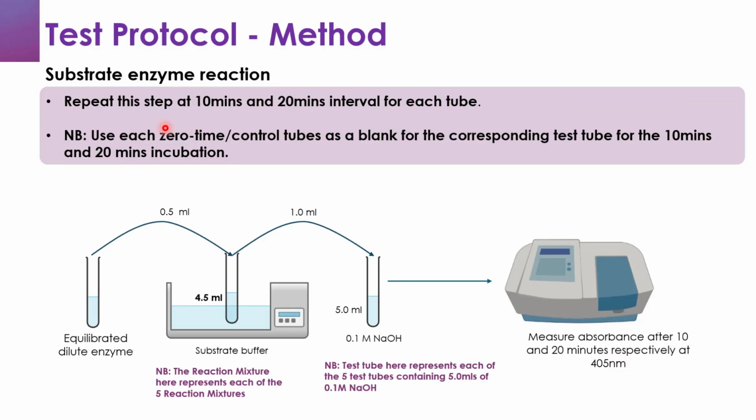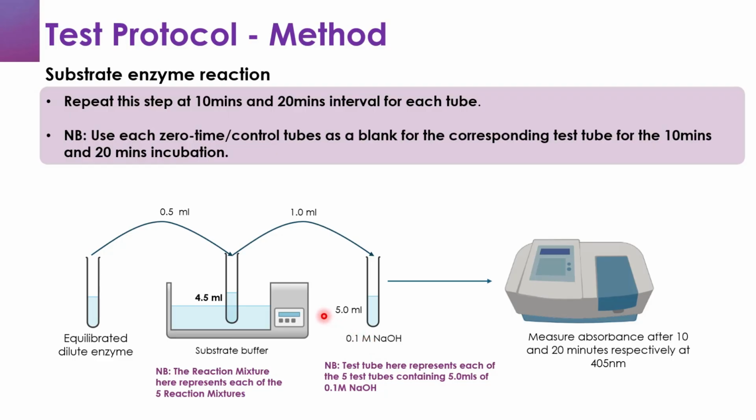So we repeat this step at 10 minutes and 20 minutes interval for each tube. What it means is that after adding our equilibrated enzyme to our substrate buffer in the water bath, we allow it to stand in the water bath for 10 minutes. After 10 minutes of incubation, we pick 1 ml of the sample and add it to 5 ml of 0.1 molar sodium hydroxide contained in a different test tube.